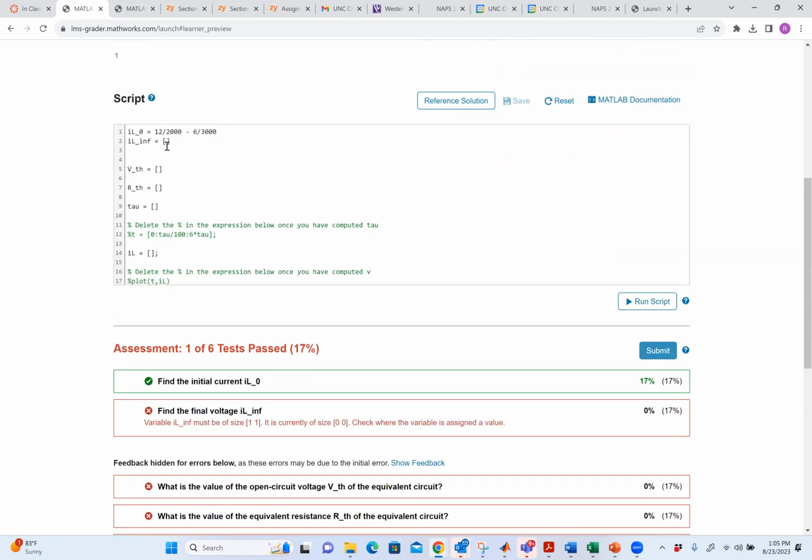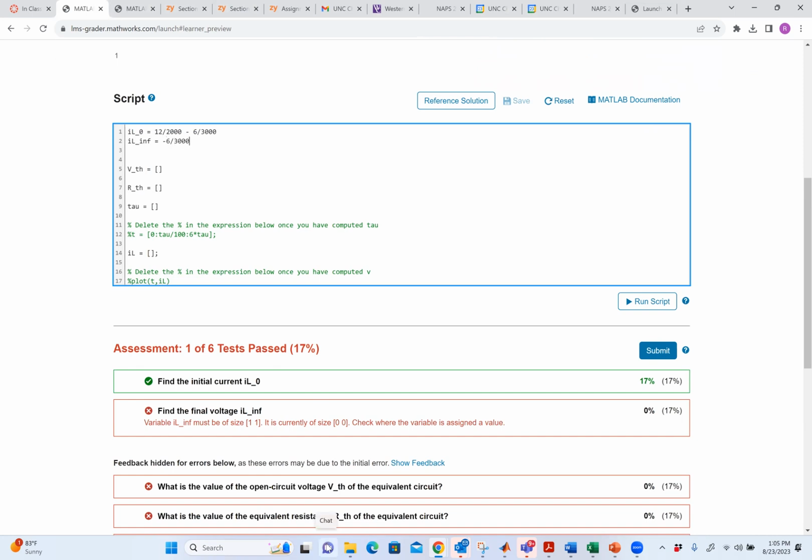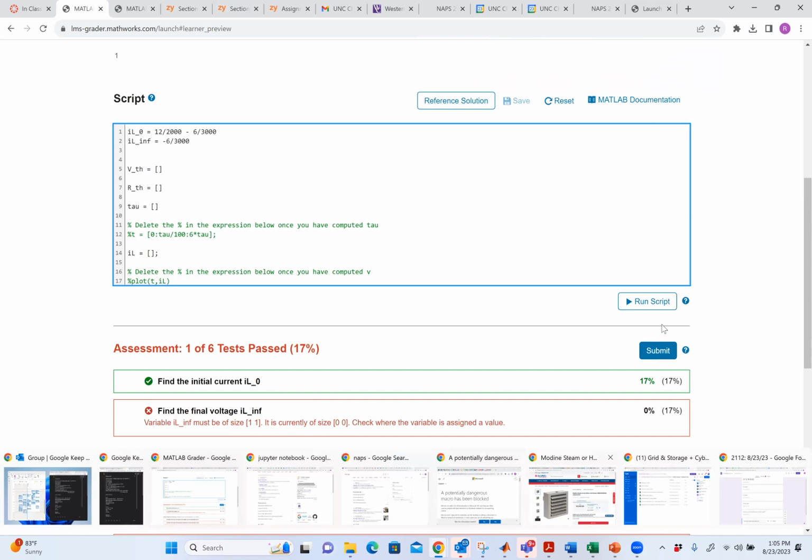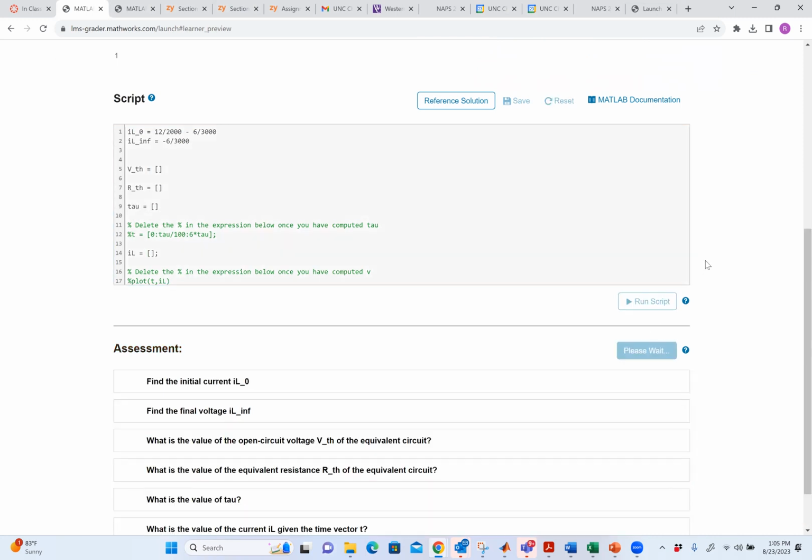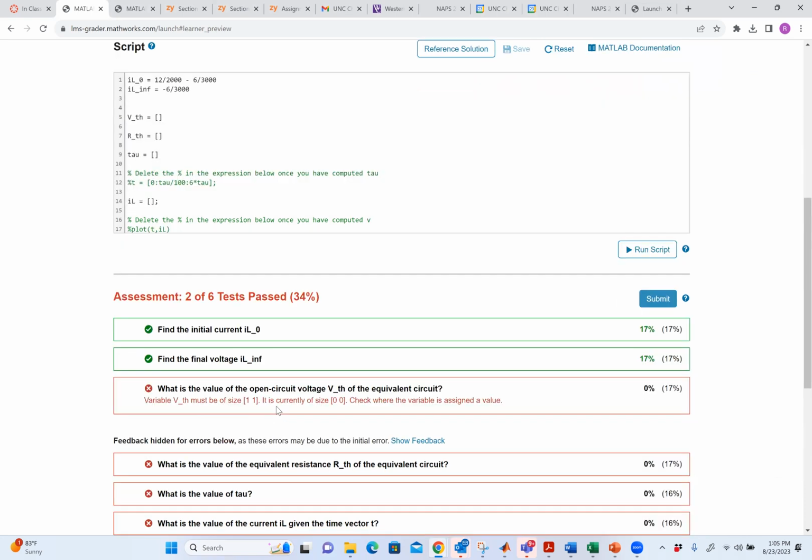So if I keep going with that and I say, okay, well, IL of infinity was -6 over 3,000. And I run that. Now it should tell me that I'm right for the first two. And I am. So that's the basic process that we keep going through to enter these things.